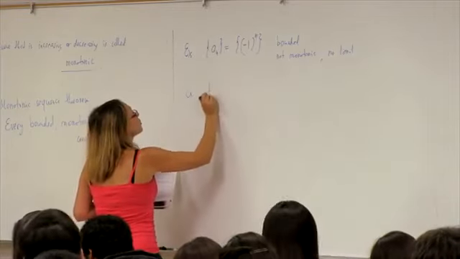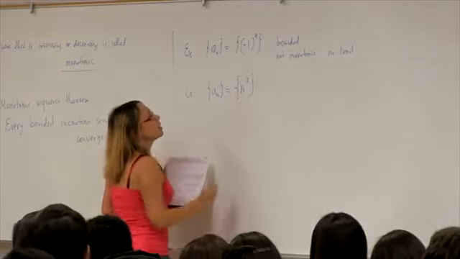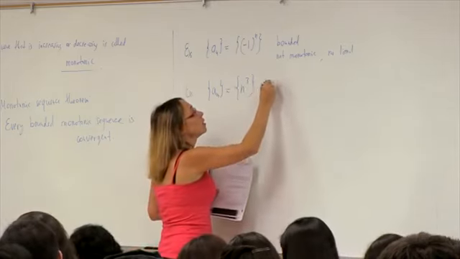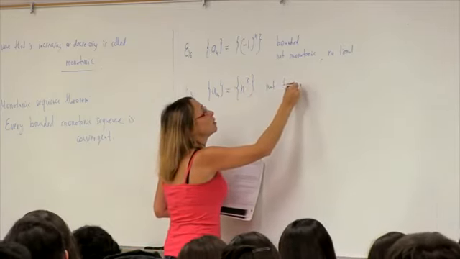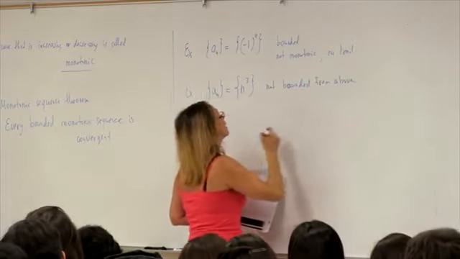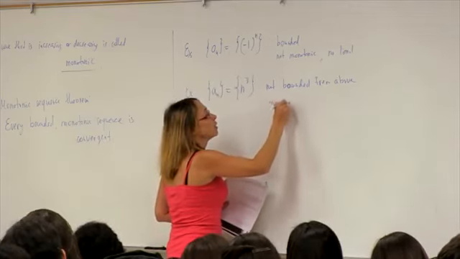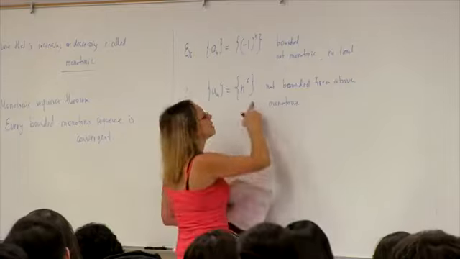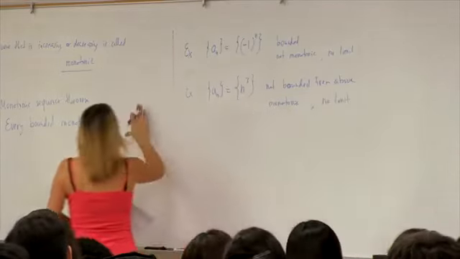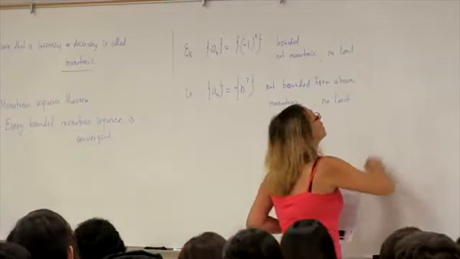Okay. How about this one? n cubed. Is it bounded? No, it's not bounded from above. Is it monotonic? Yes. Increases monotonically, so monotonic. Does it have a limit? No, no limit. So to these two, the theorem actually doesn't apply. The last example is when it does apply.